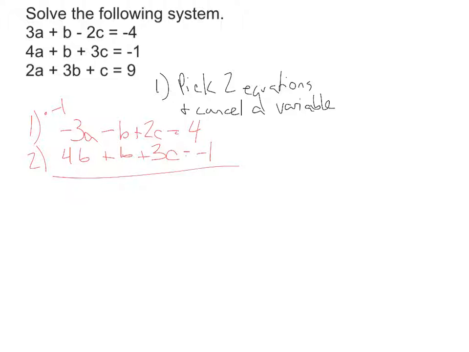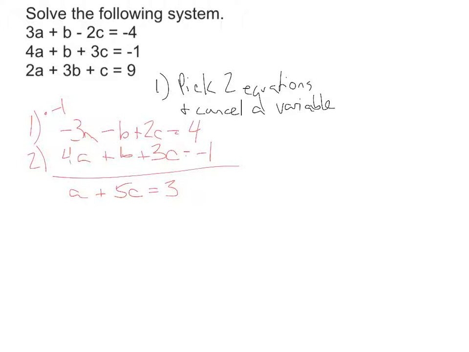Oh, this was supposed to be an A, that's a typo. There we go. Make that look way nicer. Okay, so we'll add down our columns. -3a plus 4a gets me a 1a. -b plus b cancels like it's supposed to. 2c plus 3c is 5c. And 4 plus -1 is 3.